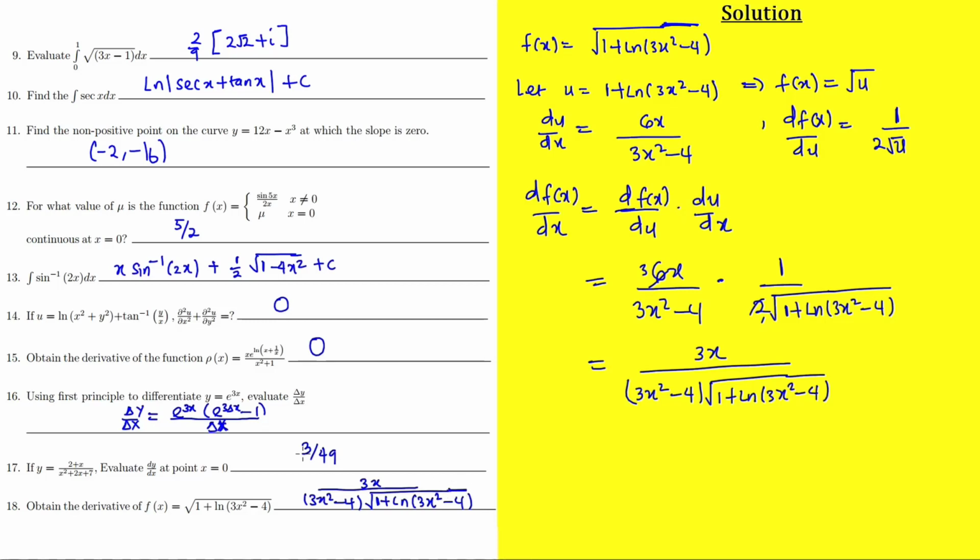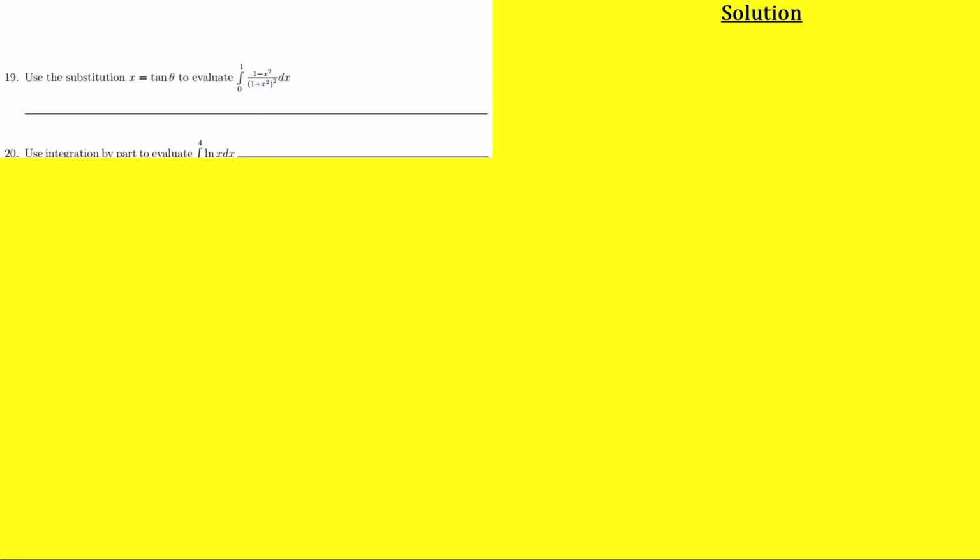Alright, so let's move on to the last question for today. In this question, question 19, they said using the substitution x equals tan theta, evaluate the integral. We are asked to evaluate the integral from 0 to 1 of (1 − x²) over (1 + x²)² dx. Okay, so we want to use the substitution x equals tan theta.